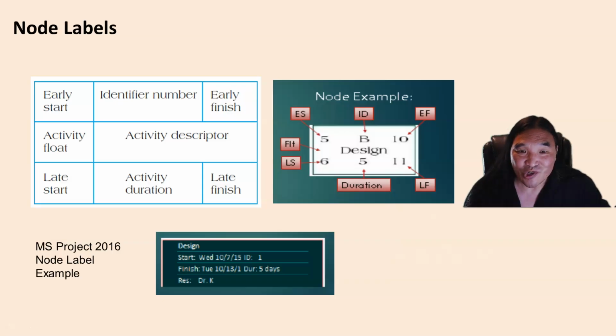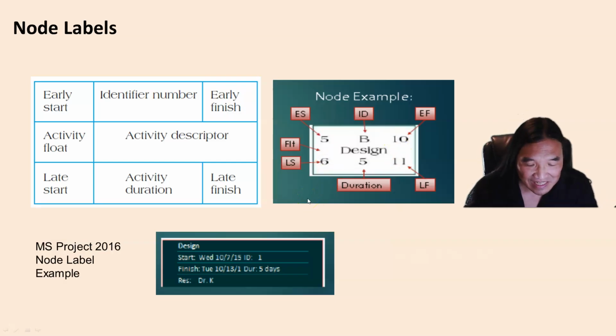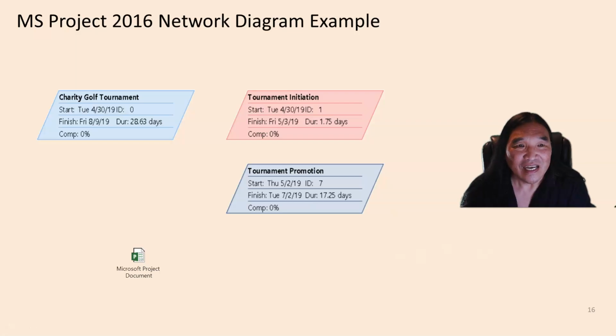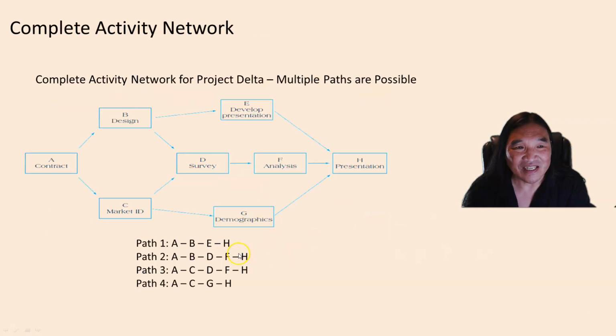Now, here's a little trick. Remember that the amount of slack on the critical path is 0? Here's a quick way to do it. Subtract the early start from the late start. If it's 0, then you know it's on the critical path, because that's what the slack is equal to. And if you notice, the slack is the same for early and late. In this case, it's 1. Here's some example. Microsoft Project will actually give you information about the nodes. Project Libre can also do the same thing. Gives you duration, the start and finish.